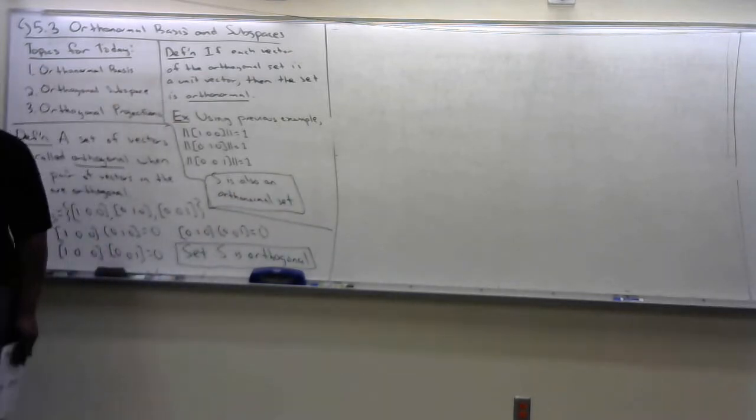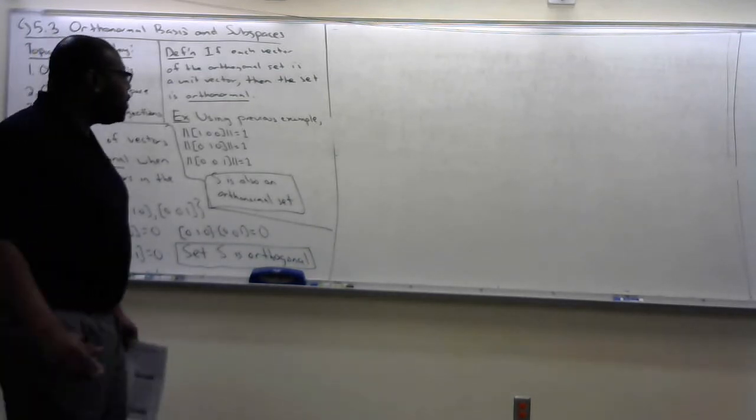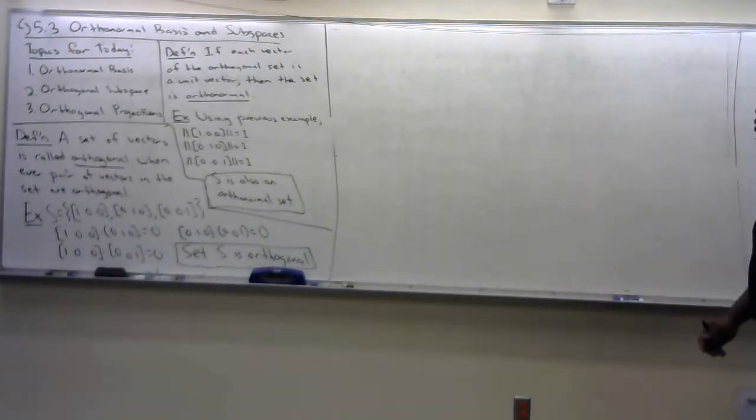S is also an orthonormal set. So not only is it an orthogonal set, orthogonal meaning that when I take the dot product of any pair of vectors, I get 0, but it's an orthonormal set as well. Usually if we say orthonormal set, we mean that it is orthogonal and every single vector in the set is a unit vector.